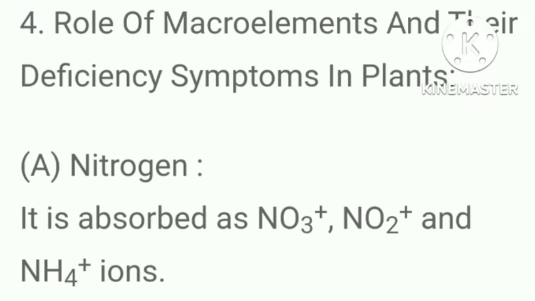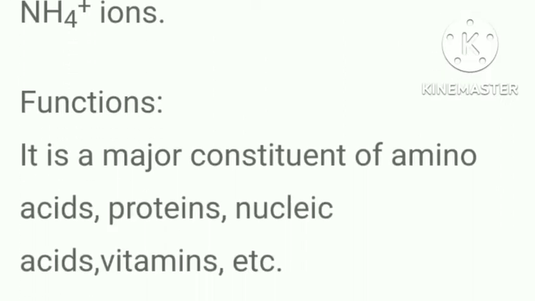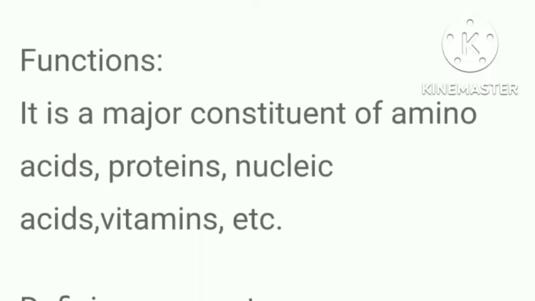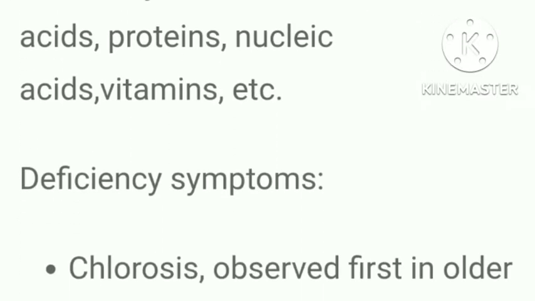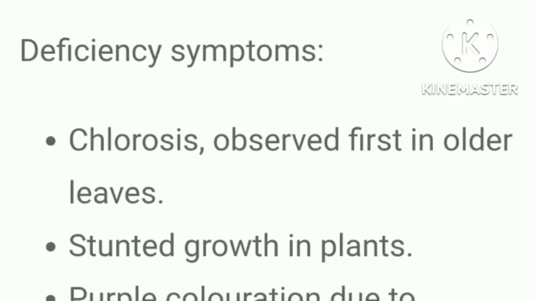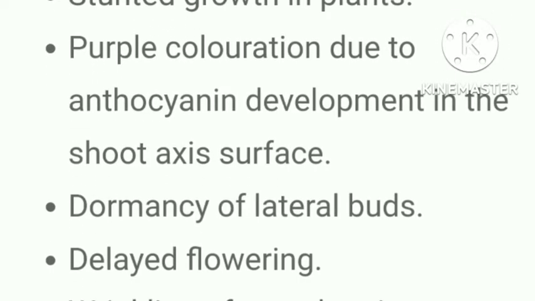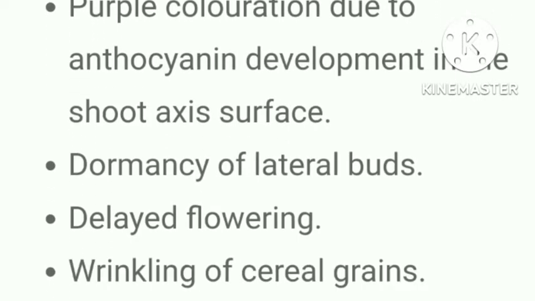Number 4, role of macroelements and their deficiency symptoms in plants. First, nitrogen. It is absorbed as NO3-, NO2- and NH4+ ions. Function, it is a major constituent of amino acids, proteins, nucleic acids, vitamins, etc. Deficiency symptoms. Chlorosis observed first in older leaves, stunted growth in plants, purple coloration due to anthocyanin development in the shoot axis surface, dormancy of lateral buds, delayed flowering, wrinkling of cereal grains.